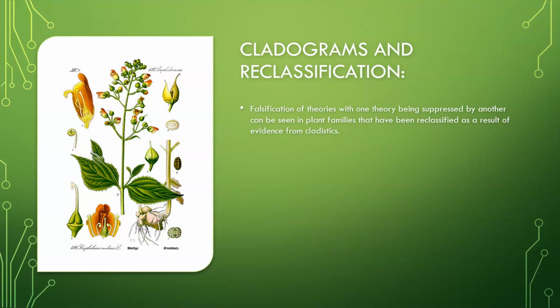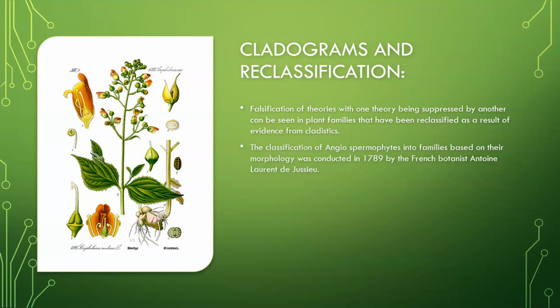Another application and skill is being able to recognise the falsification of theories, with one theory being suppressed by another. An example of this is seen in the plant families that have been reclassified as a result of evidence from cladistics. Now, classification of our angiospermophytes, our flowering plants, remember, into families based alone on their morphology was conducted way back in 1789 by French botanist Antoine Laurent de Jussieu.